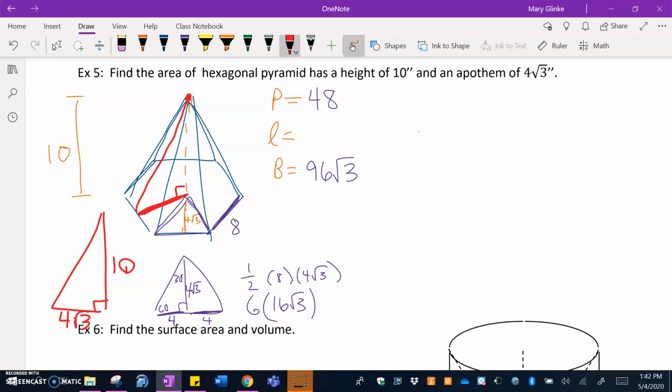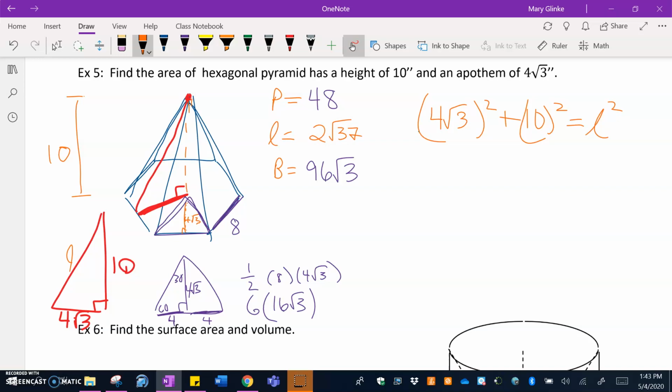What that allows us to do is use the Pythagorean theorem to find the slant height. So we're going to do 4 root 3 quantity squared plus 10 quantity squared equals L squared. And so you do your Pythagorean theorem, and we end up with the square root of 148, which then simplifies down to 2 root 37.